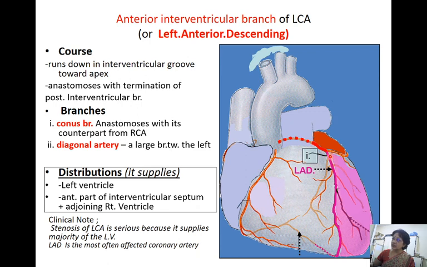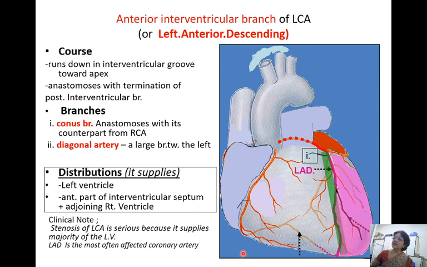Anterior part of the interventricular septum. Here, in the depth of this groove, is a septum which separates the right ventricle from the left ventricle. A good amount of this is being supplied, kept alive, by the penetrating branches of this left anterior descending artery. So, the anterior part of the interventricular septum and the adjoining part of the right ventricle. A little bit of right ventricle. It's a branch of the left coronary, and a small strip of right ventricle is also supplied.